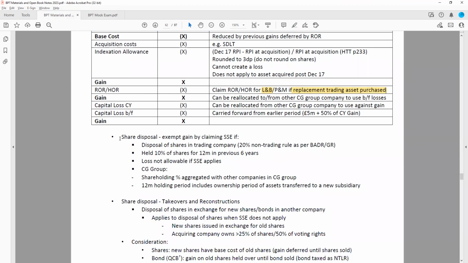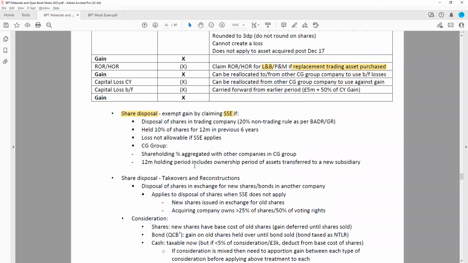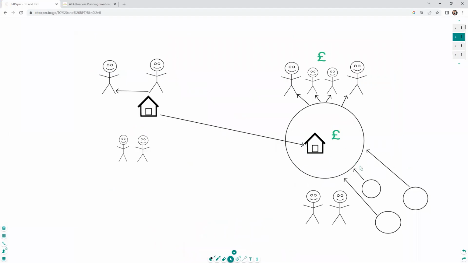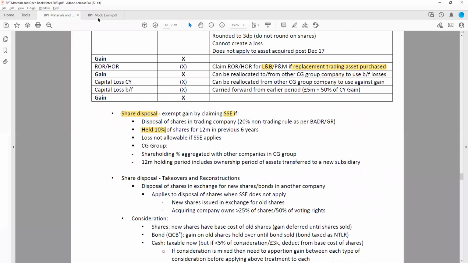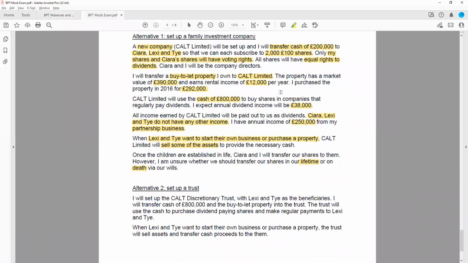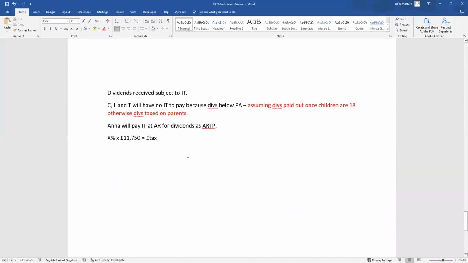And then again, if you're thinking about shares, think about SSE. Whenever you've got a company selling shares, will they qualify for SSE? Unless they're holding 10% of the shares in these companies. We don't know which companies they're investing in, but if they're big listed companies, then they're not going to be holding 10% of those companies if they're only investing £800,000. So SSE is probably quite unlikely.